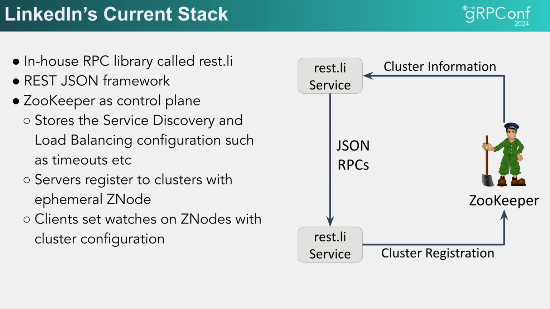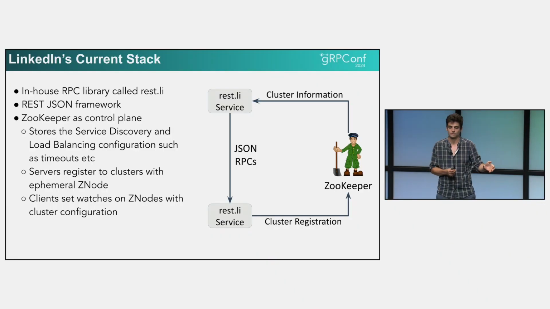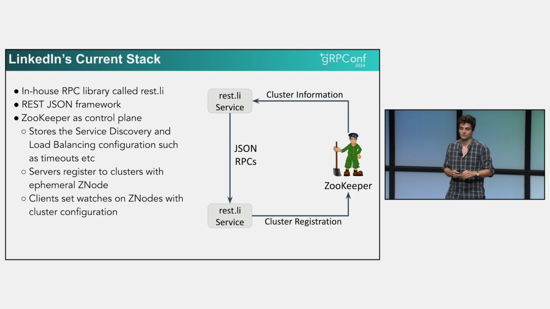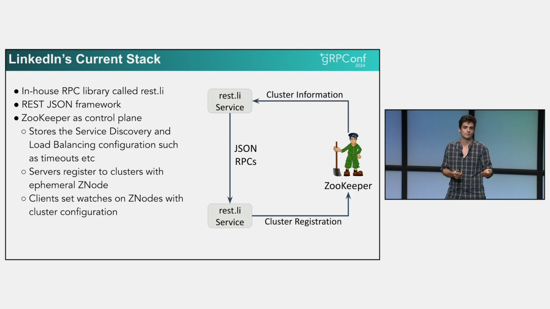Today, everything is built on top of our own stack, which is called RESTly, which is basically just a REST JSON framework. And the control plane for RESTly is Zookeeper. What that means is that Zookeeper stores all of the service discovery configurations, such as routes, load balancing parameters, timeouts, etc. Each server registers itself to Zookeeper by adding an ephemeral Z node in the corresponding cluster. Clients then set watches on those clusters and get notified whenever the cluster changes. This way, when they're trying to send requests to a specific service, they look up the cluster that service belongs to and then get a host list directly from Zookeeper.